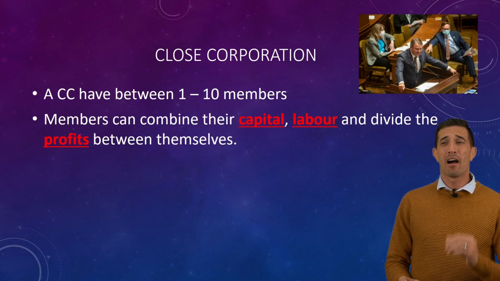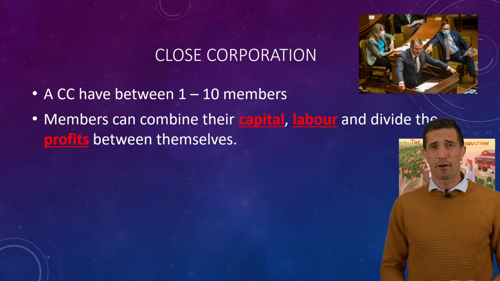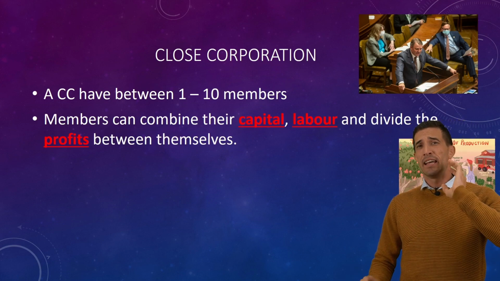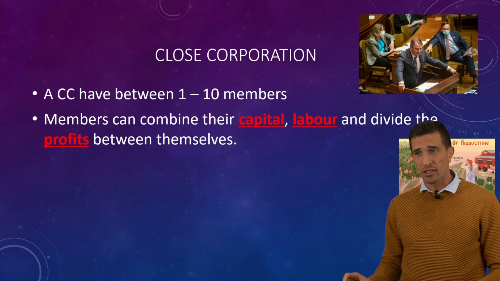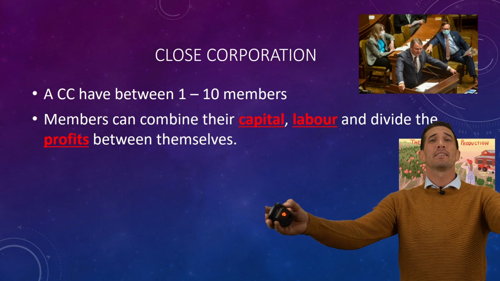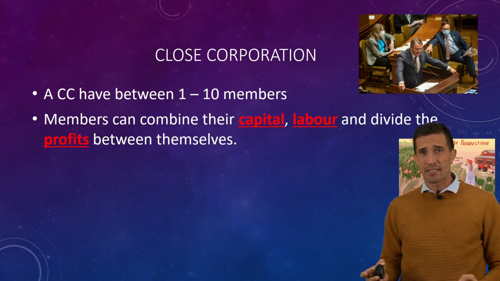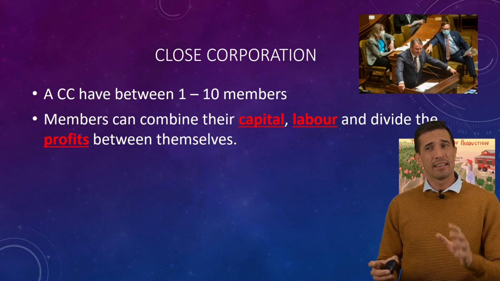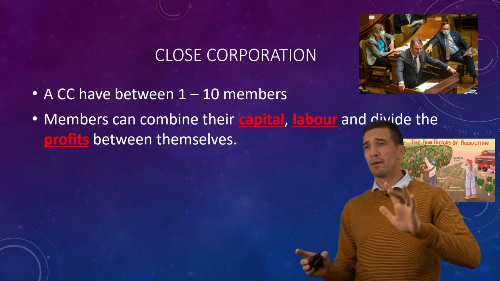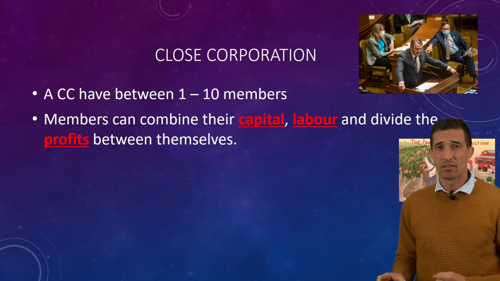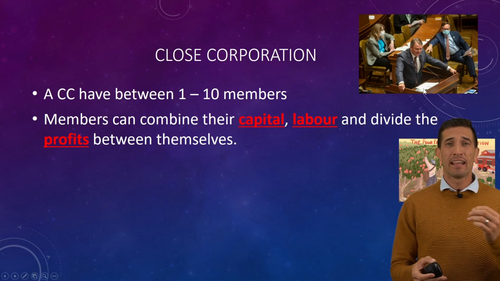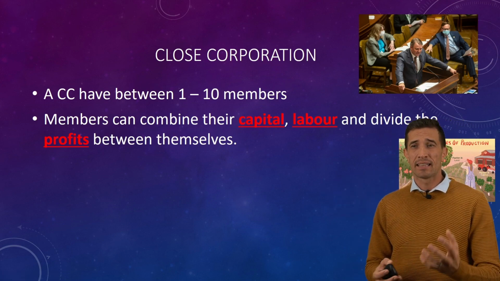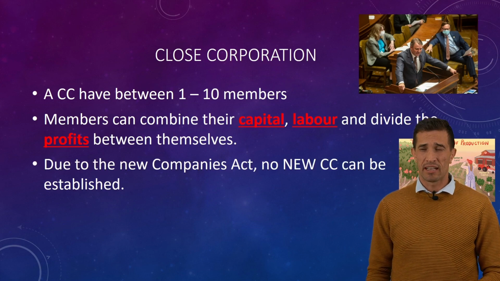Alright, members can combine their capital, labor, and divide the profits between themselves. Remember, earlier in grade 8 we did the factors of production, so this is important. Members now have to take their factors of production and combine it. This can be either their capital, labor, use what natural resources they have to their availability, and then what is the end result. They get the profit, so they need to share that.